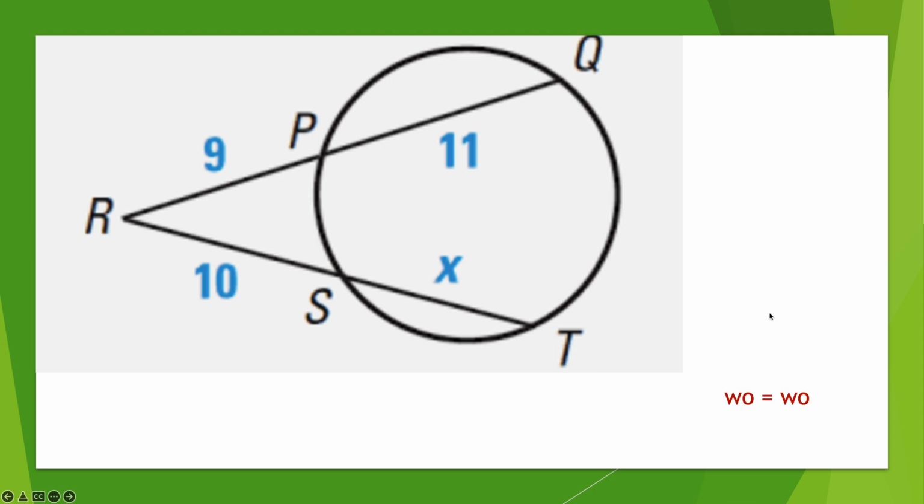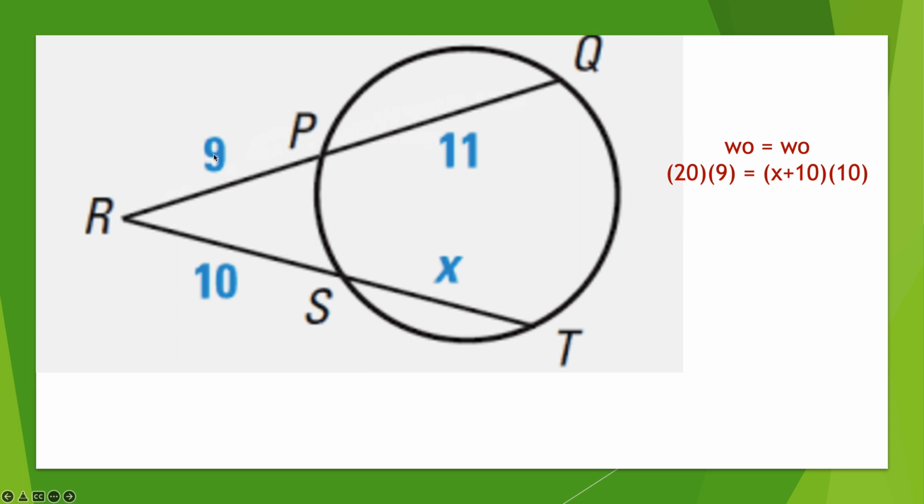Okay, so whole times outside equals whole times outside. If we look here, this whole segment from R to Q is 20. How did I know it's 20? Because the outside piece is 9 and the inside piece is 11, so the whole thing is 20.